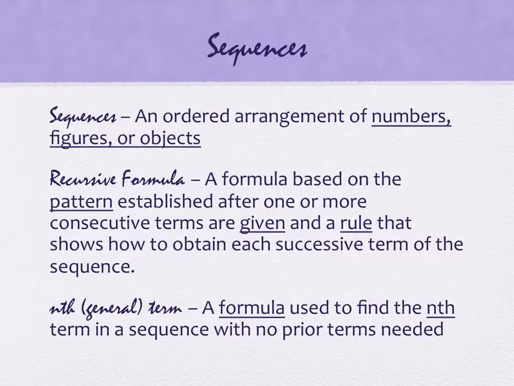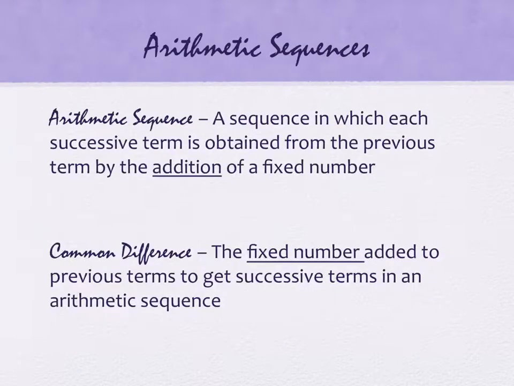All right. Specifically, we're going to look at arithmetic and geometric sequences today. The first one is arithmetic. An arithmetic sequence is a sequence in which each successive term is obtained from the previous term by the addition of a fixed number. So let me show you an example of this.